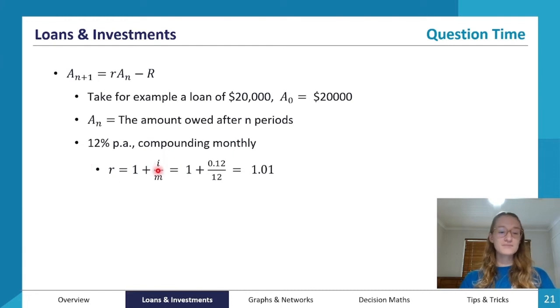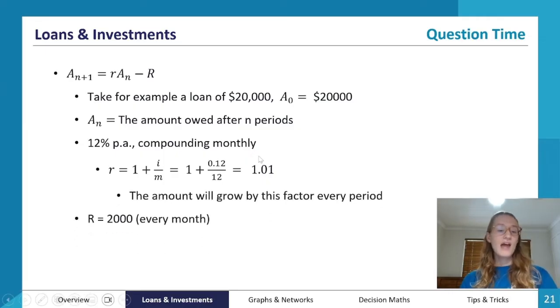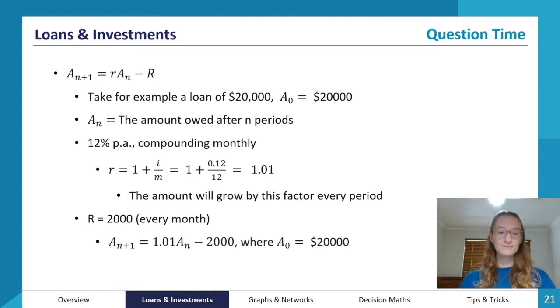So to calculate R, we've got our decimal rate of interest, which here is 0.12, so we've got 12%, and then divide it by 12 because we've got compounding monthly. That gives us our growth factor of 1.01. So the value of our loan is growing by 1.01 every time period because they're applying interest on it. And then we have capital R, which is 2,000, because that's the amount that we're paying back on our loan every month. So that's how much the value of our loan is going to reduce by.